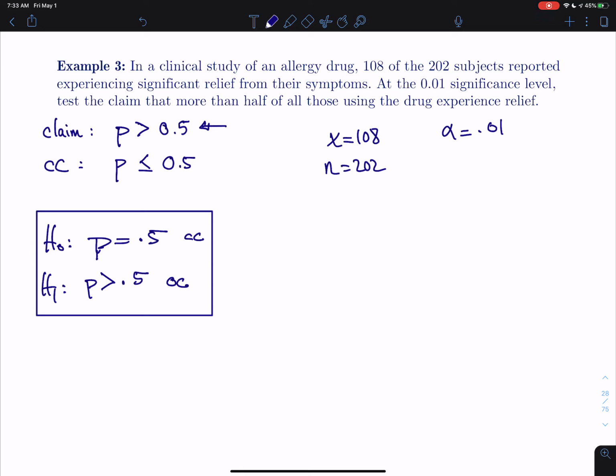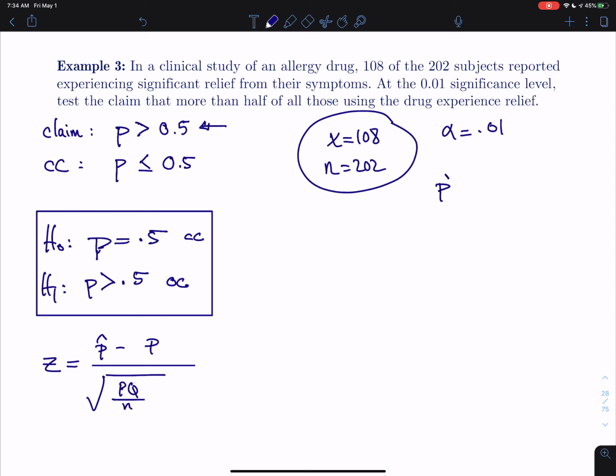Now the second step of a hypothesis testing procedure is to find the numerical value you need to determine if you're going to fall in the rejection region or not. Here again it's a test of p, so my test statistic will be calculated using p hat minus p over the square root of pq over n. In the previous example, p hat was given. Here p hat is not given, but I have x and n, so I can find p hat by dividing x by n. 108 divided by 202, and to three decimal places I get 0.535.